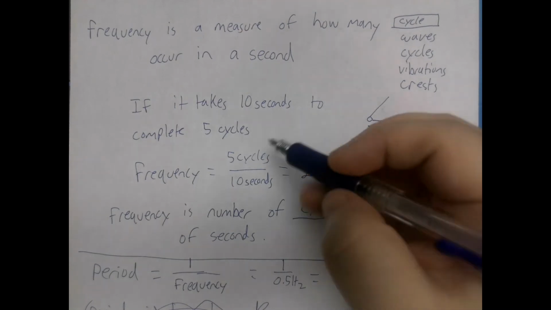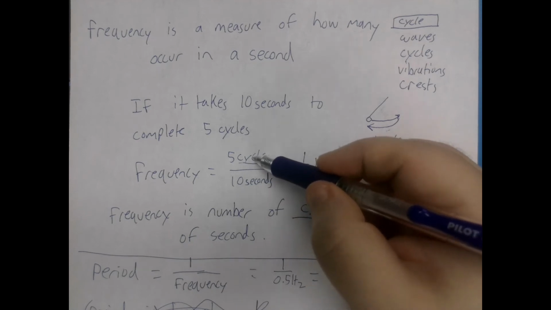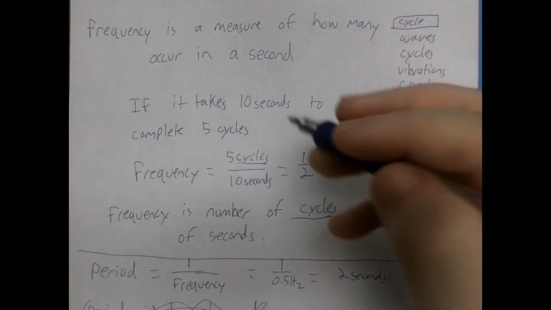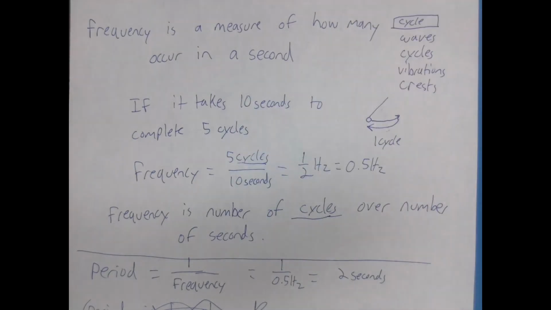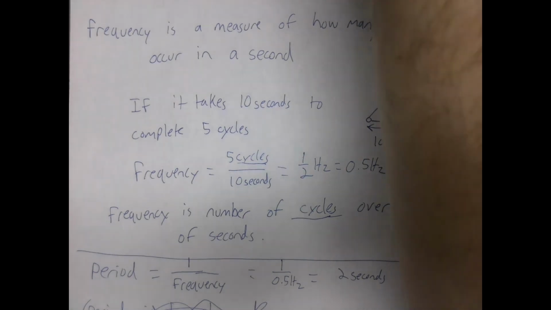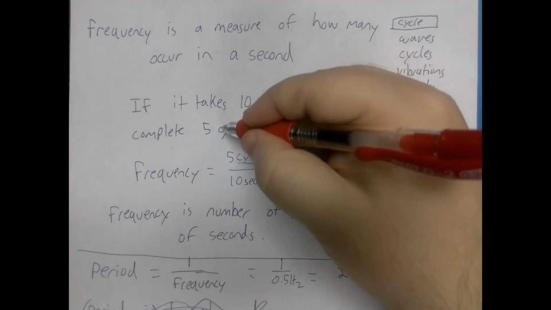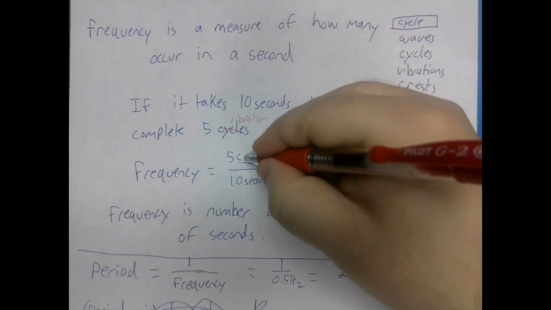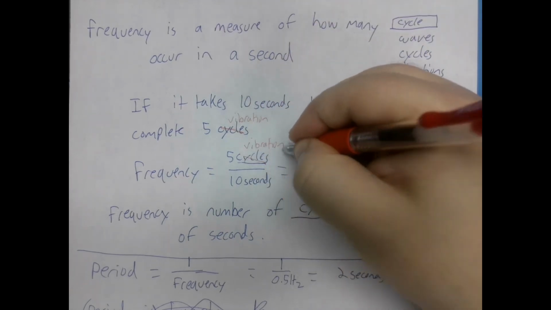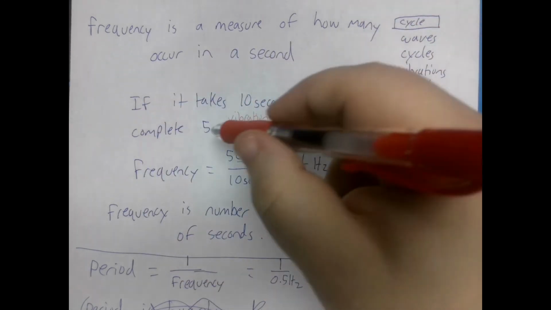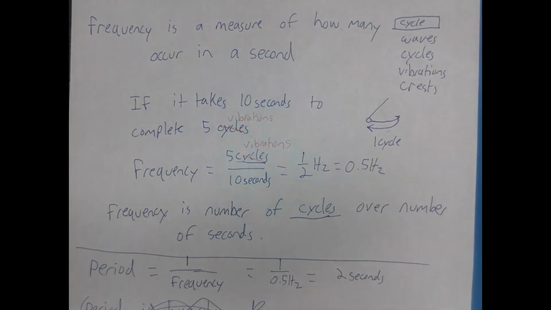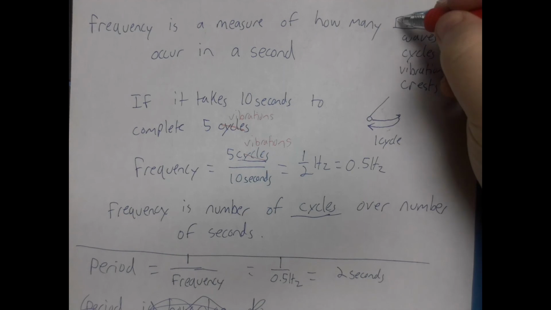Yes, so again, we can replace the word cycles with vibrations. So if it says, if it takes 10 seconds to complete 5 vibrations, so I can come over here and instead of cycles, use the word vibrations. My answer doesn't change. So if it takes 10 seconds to complete 5 vibrations, then it's 5 vibrations per 10 seconds. It's still the same frequency. So again, frequency is how many times it takes to do something in a second.